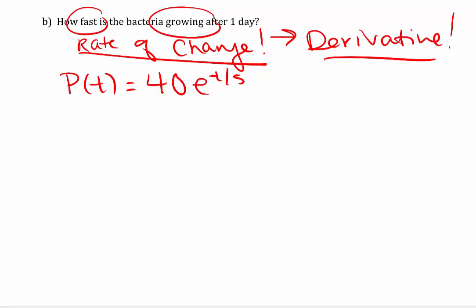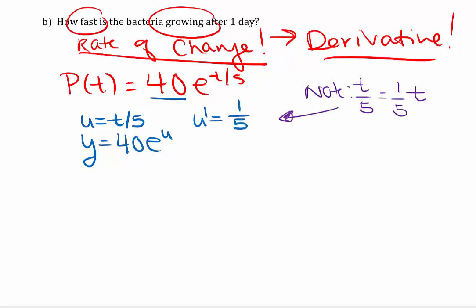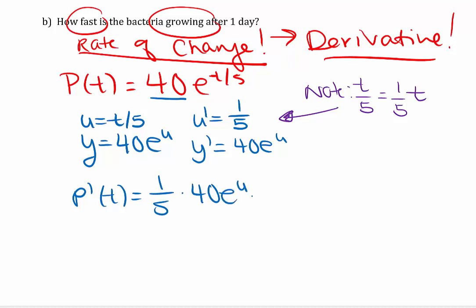I don't have to use the product rule because 40 is a constant. So my inner function is the t divided by 5, and my outer function is the 40 e to the u. The derivative of t divided by 5 is 1/5, and the derivative of 40 e to the u is 40 e to the u. So the chain rule says that this derivative should be u prime times y prime. 40 times 1/5 is 8, and I'm going to change that u back to a t divided by 5.